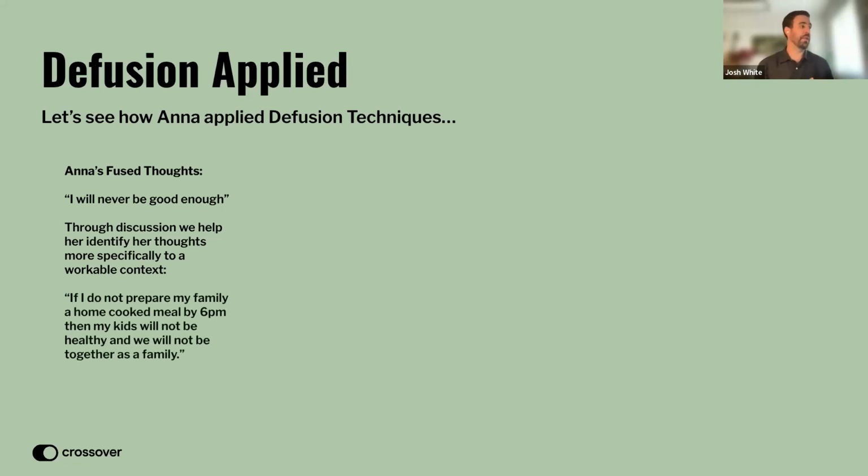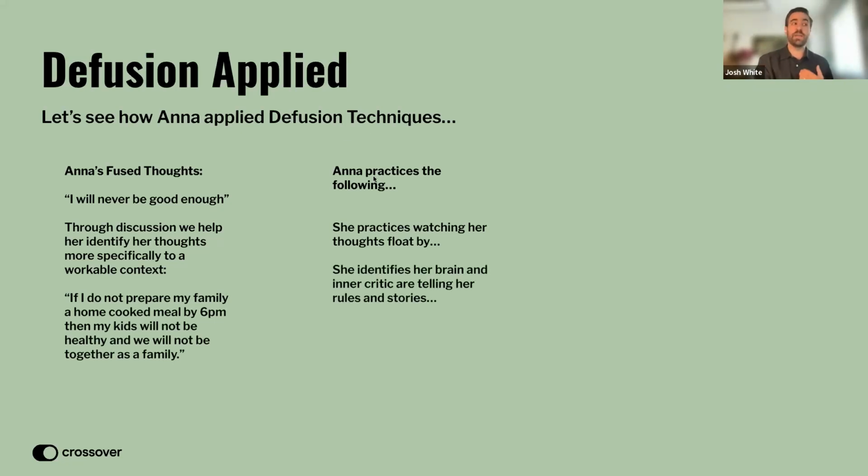If I do not prepare my family a home-cooked meal by 6 p.m., then my kids will not be healthy and we will not be together as a family. See, we're starting to name the rules and the stories. So then we can practice diffusion techniques, like the leaves on the stream exercise. She could watch that go by, see if that helps. Then we can maybe identify different things like linguistic distancing or naming her story, noticing her critic. And then sometimes what I have people do is the silly voices technique when they're really stuck with it, like they can't get away from it.